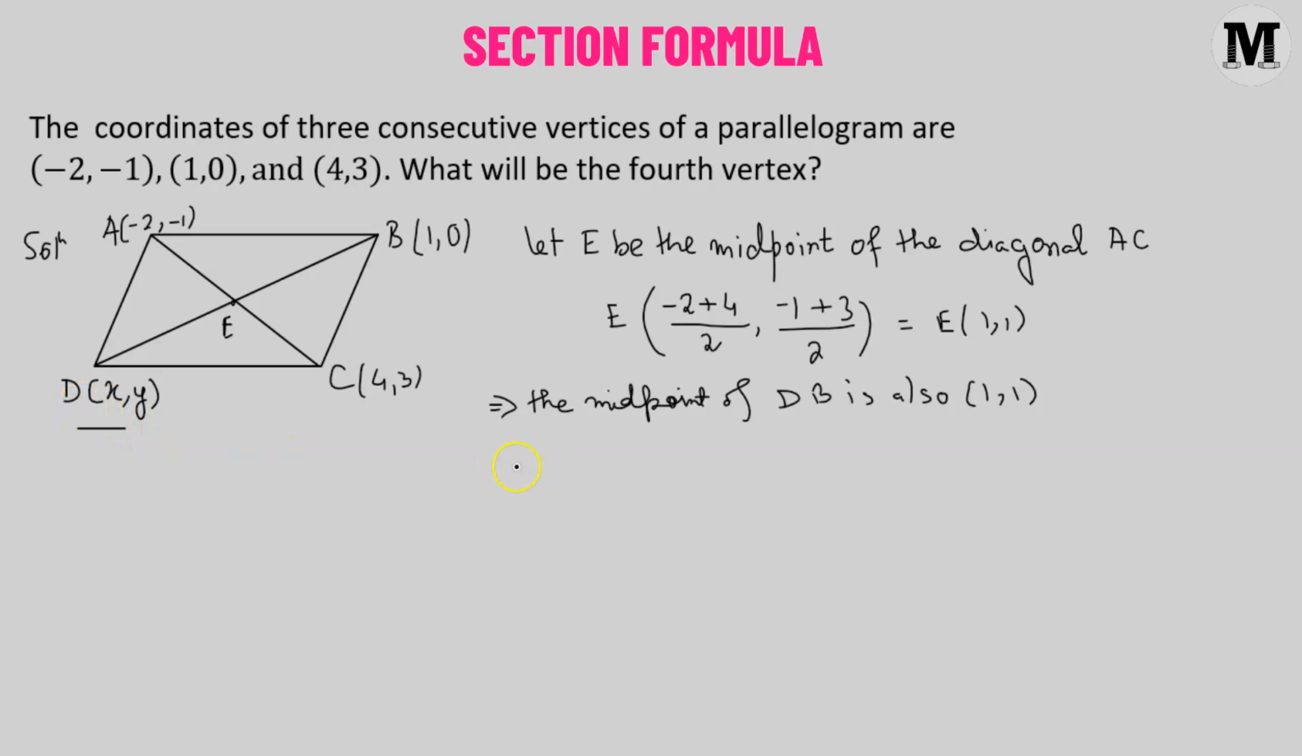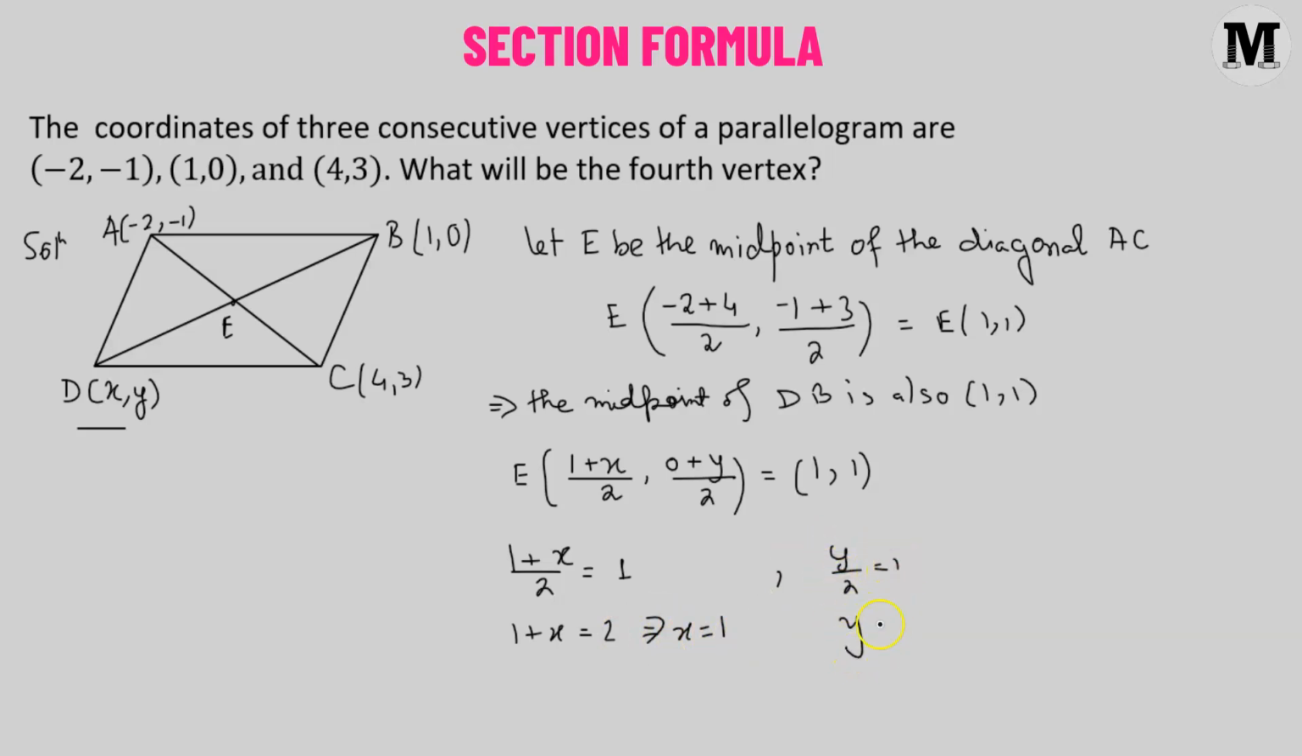So that's simply E. We have the sum of the x coordinates of the endpoints, so that's (1 plus x) divided by 2, and the sum of the y coordinates of the endpoints, so that's (0 plus y) divided by 2. And this midpoint value is 1, 1. Now we equate (1 plus x) over 2, the x coordinate, with 1. Solving for x, we get 1 plus x equals 2, or simply x equals 1. Then we equate y over 2 with 1, which gives us the value of y as 2.